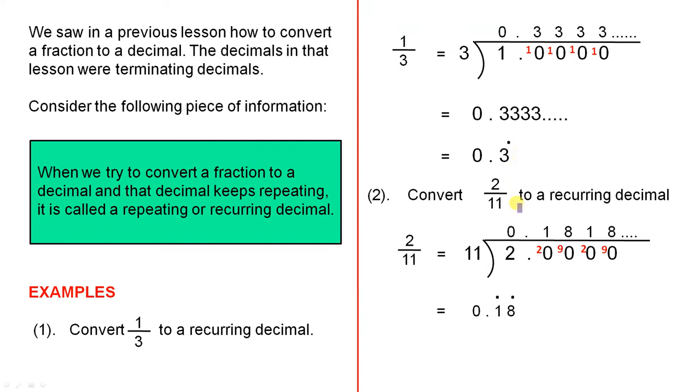Number 2, convert 2 over 11 to a recurring decimal. We divide 11 into 2, that goes 0, 2 left over. 11 into 20 goes 1, with 9 left over. 11 into 90 goes 8, with 2 left over. That pattern keeps continuing, so in this case a 1 and an 8 keep repeating. So we write down the 1 and the 8, we put a dot over each one, and that's an example of a repeating or recurring decimal.